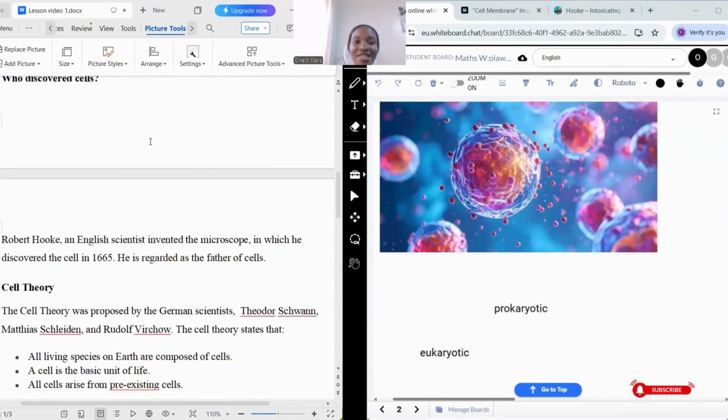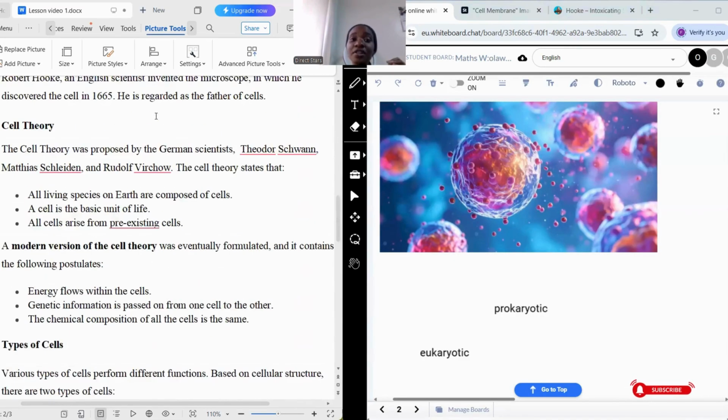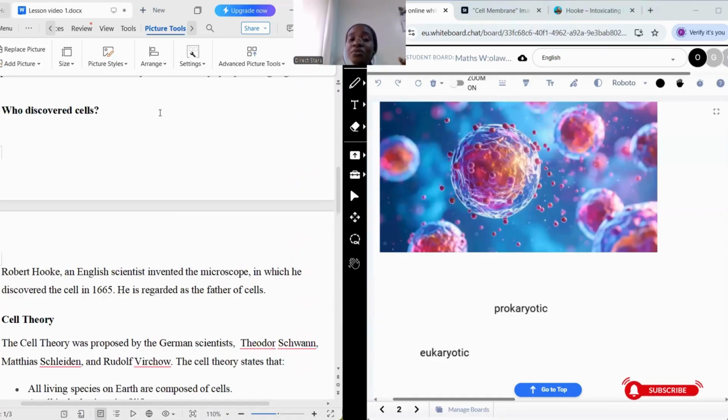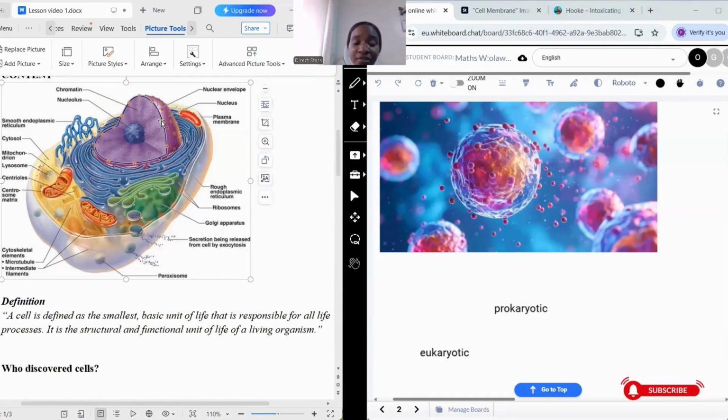Next we have the nucleus. The nucleus generally houses all the genetic materials of the cell, the DNA, the chromosomes. That is where you find them.